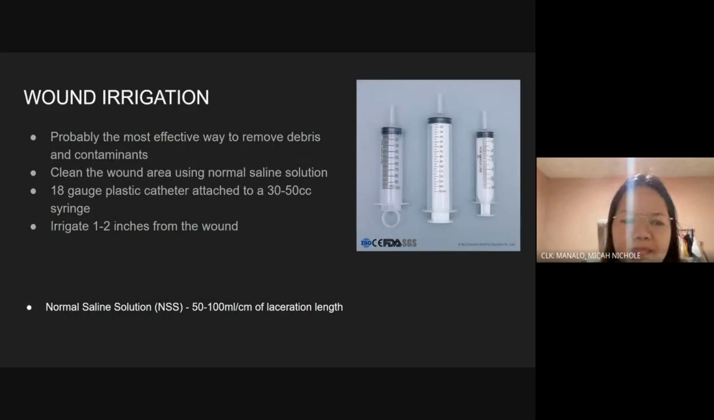Next, please. For the wound irrigation, it is probably the most effective way to remove the debris and contaminants. Clean the wound area using normal saline solution with an 18-gauge plastic catheter attached to a 30 to 50 cc syringe. Irrigate 1 to 2 inches from the wound, and we use normal saline solution 50 to 100 ml per cm of laceration length. Next.